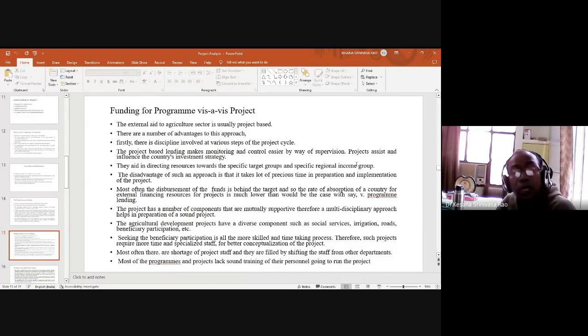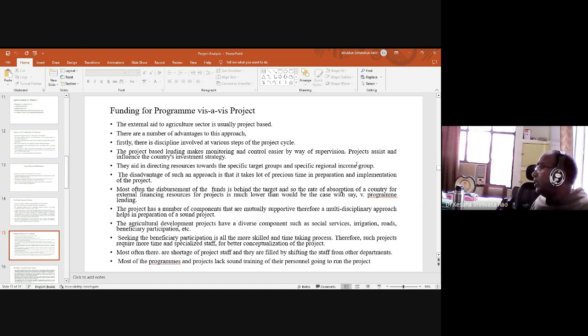So how are you in a position to direct your resources? The specific target groups must be fixed, and based on that, they can be grouped into specific regional income groups also. The disadvantage of such an approach is that it takes a lot of precious time in preparation and implementation of the project. So if you want to systematically plan such a project or fund any type of project, you have to follow these necessary conditionalities. Most often the disbursement of the funds is behind the target, and the rate of absorption of a country for external financing resources for projects is much lower than would be the case with, say, program lending.